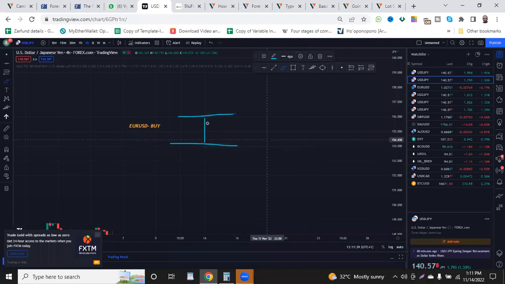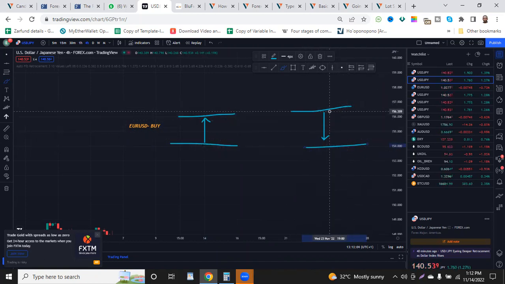Then if it's for a sell, you are selling because you believe that this asset is going to drop to a lower value, drop to a lower point. Now you have price at this point. You believe that price is going to drop here for you to make a profit. So you are going to make a sell because you believe that the price is going to drop. It's only in the forex market that you can actually buy and sell.